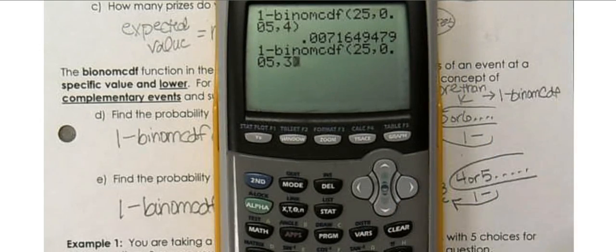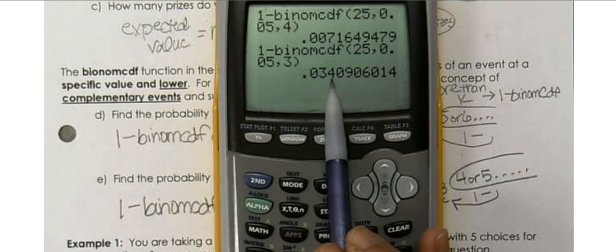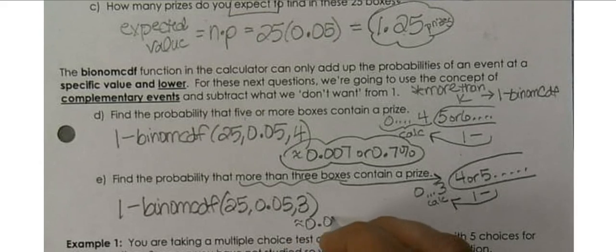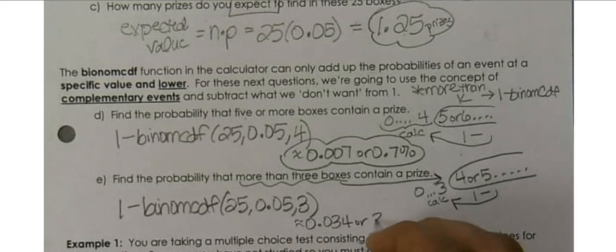just to save some time, we look at the third decimal place. That 0 says to keep it. So we have 0.034 or 3.4%.